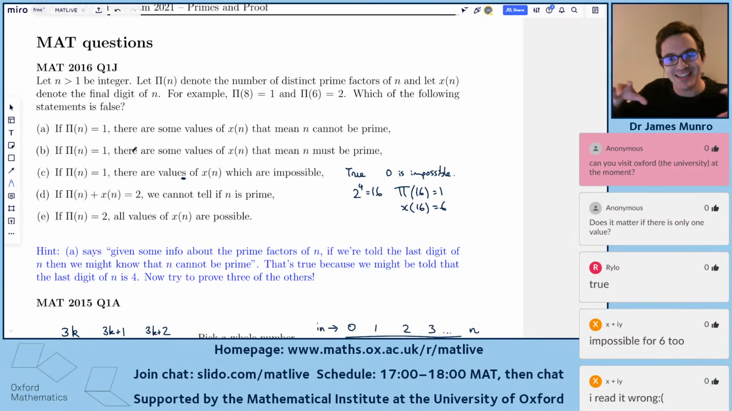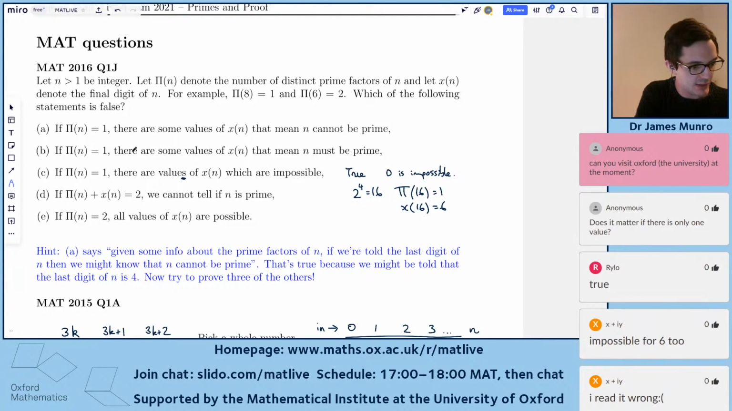Oxford's spread across the city of Oxford. It's quite exciting. The colleges and the departments are in different places in the town. So it's not like a campus university where everything's there and you could do a little tour around. It's like in the city. So it's a nice city. If you're in the UK, it's not that hard to get to from London, and it's a nice place.